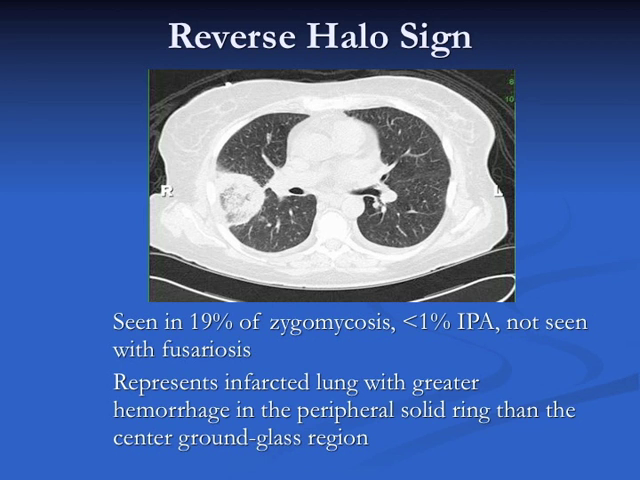Okay, this is the concept of the reverse halo sign. If you look at that nodule on the left-hand side, you can see that in the interior, the ground glass is on the inside, almost like a donut appearance. This is seen in about 19% of patients with pulmonary zygomycoses, less than 1% of invasive pulmonary aspergillosis, and not seen with fusariosis, which tends to be more disseminated, with multiple small nodules. This represents infarcted lung with greater hemorrhage in the peripheral solid ring than in the center ground glass region. So that can give you a hint that you might be dealing with zygomycoses.